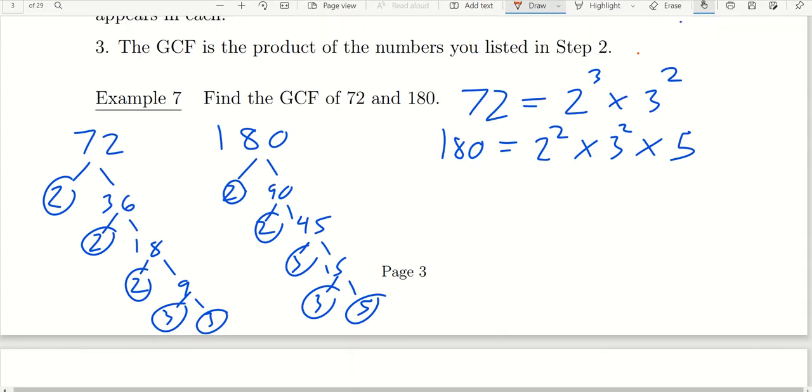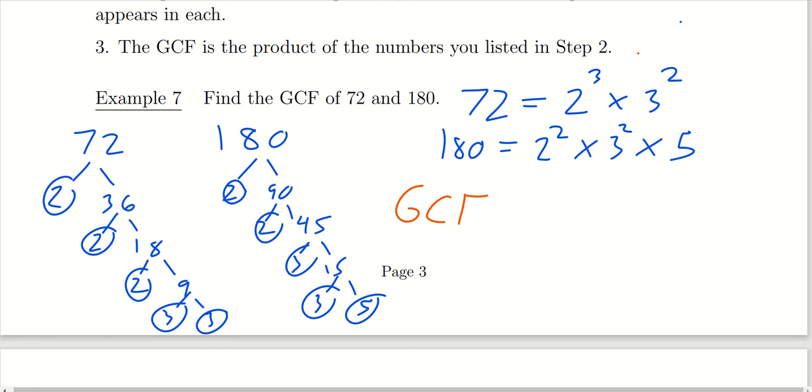So in order to find the GCF, here's how it's going to work. We go through our prime list, and we need to find the primes that are common to both lists. So I see 2's and 3's, so we're going to pick 2's and 3's. Notice that even though the 180 has a factor of 5, there is no 5 in the number 72. Because it's not common to both of them, it's not going to be part of our GCF.